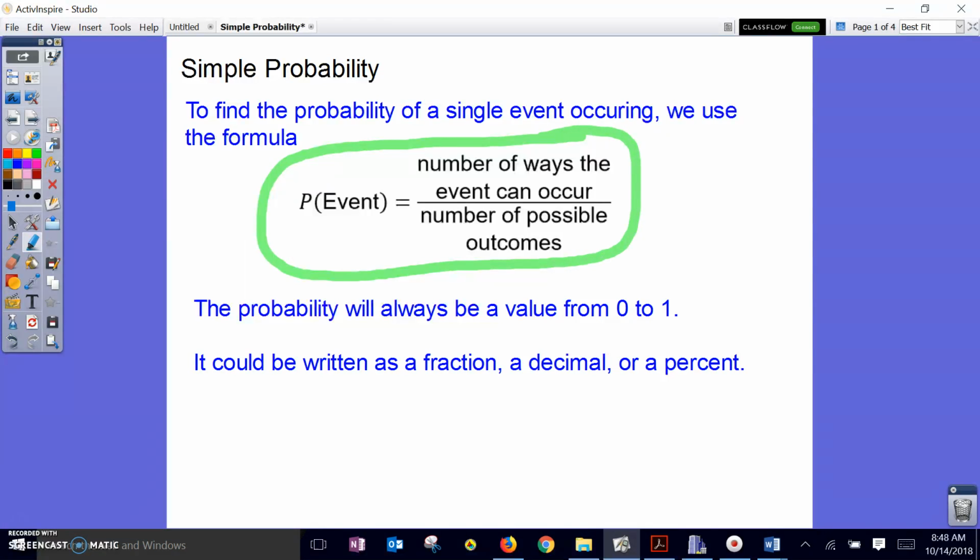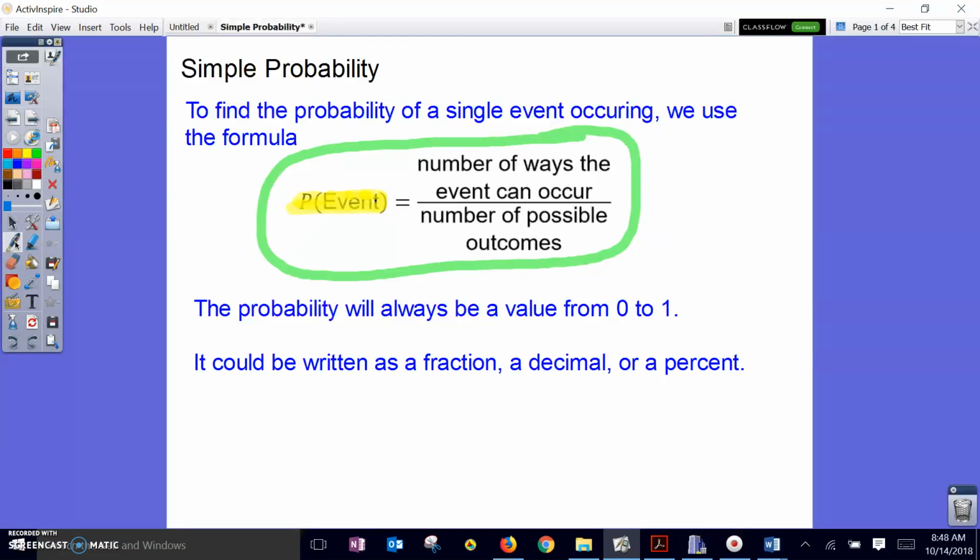To find the probability of a single event occurring, the probability of that event, and you see right here, this is the notation that means probability of something. Probability of the event is equal to the number of ways that the event can occur, whatever the event is, divided by the number of possible outcomes in the situation.